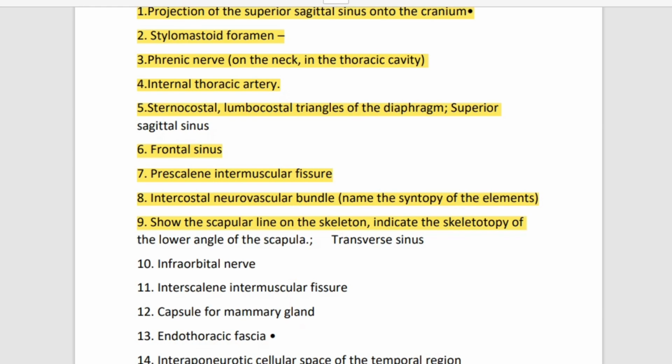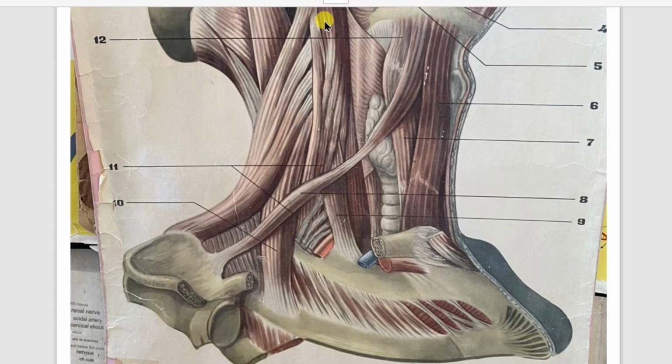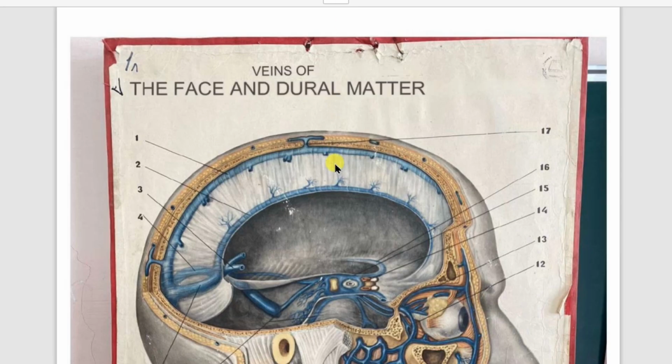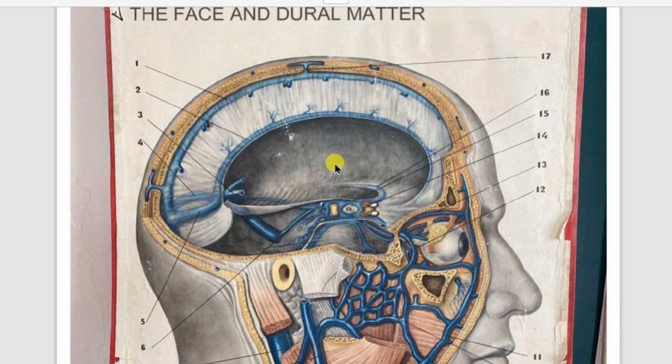Okay, and the next question, you have to show the transverse sinus. So let's see the transverse sinus. Where is it? As you can see here, this one is your transverse sinus. So let's see the peculiarities of the transverse sinus. It's actually a major dural venous sinus that connects the superior sagittal, occipital, and straight sinuses.